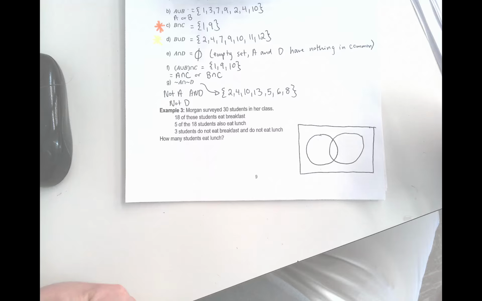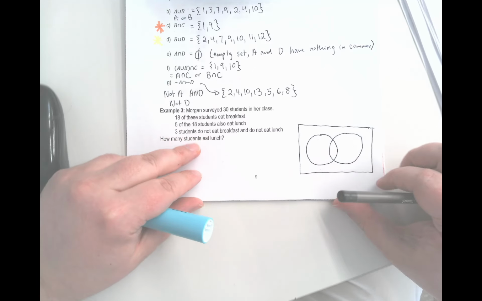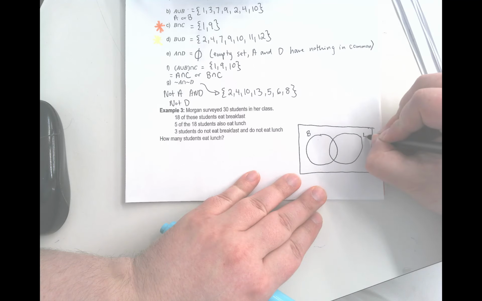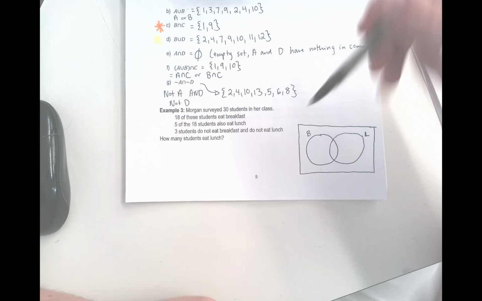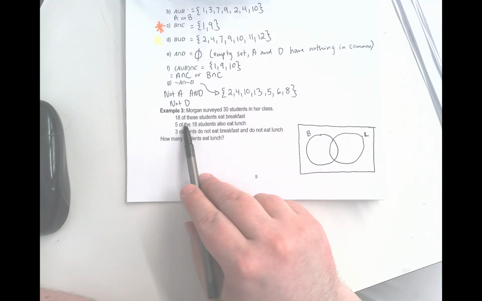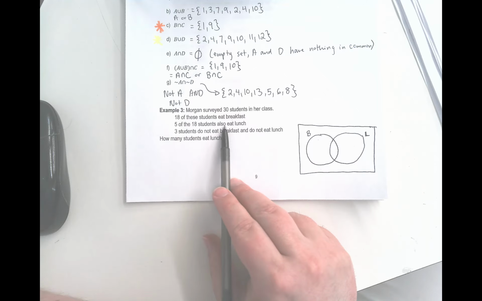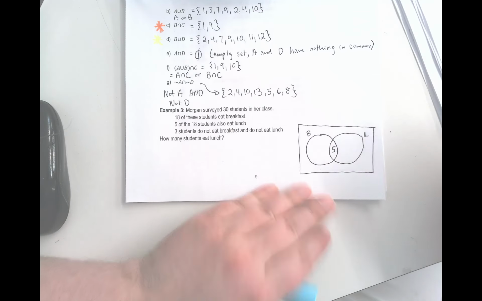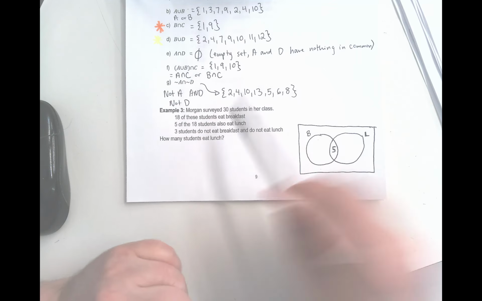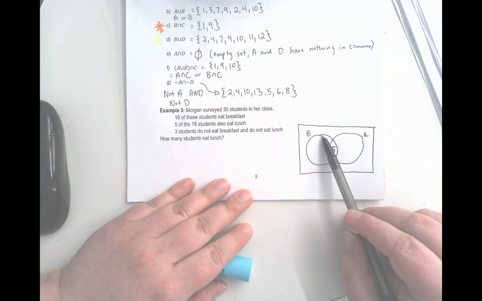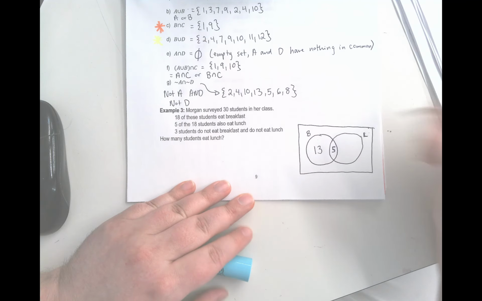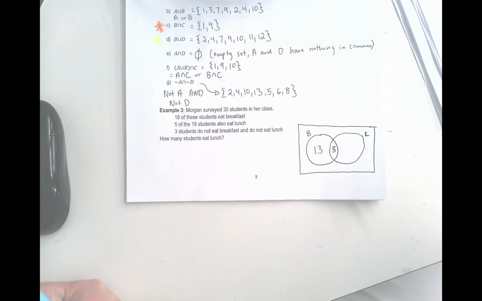So I have 2 circles here. The reason why I have 2 circles is because we are considering students that eat breakfast and students that eat lunch. And we know that there is some overlap because we know that 5 of the 18 students who eat breakfast also eat lunch. So that is going to be my overlap, 5 students. We know that 18 students in total eat breakfast, and 5 of them also eat lunch, so that means the remaining 13 are going to only eat breakfast. They are not part of the lunch group.